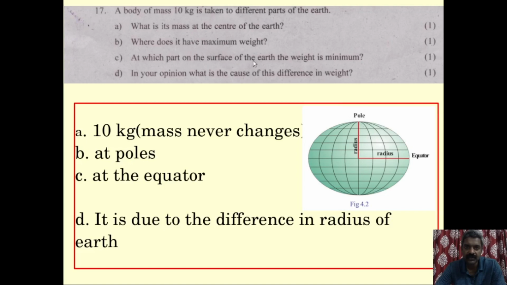At which part on the surface of the earth is the weight minimum? The force is minimum at equator because the radius is greater at equator. In your opinion, what is the cause of this difference in weight? It is due to the difference in radius of earth.